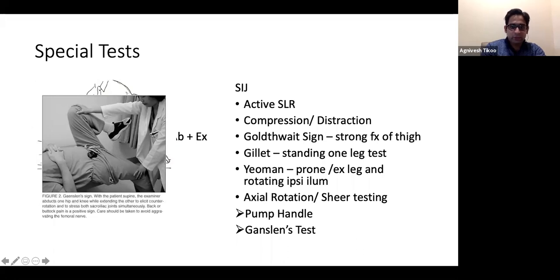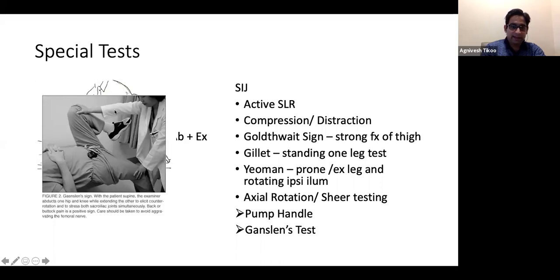So in this test, you bring the patient to the edge of the table so that half of his pelvis is hanging in the air. You flex the leg and you let the ipsilateral leg go down. So this way you are putting a rotating strain on the sacroiliac joint, and the patient will complain of pain in the same joint.